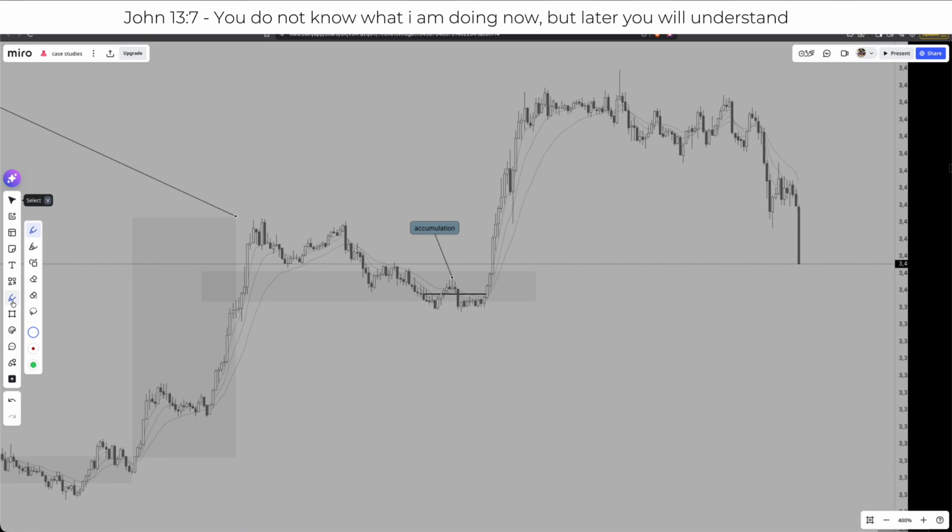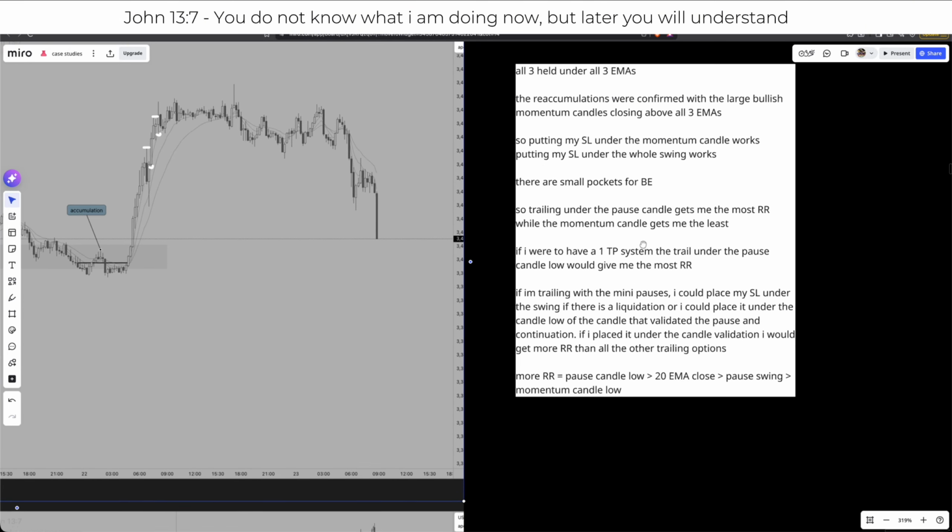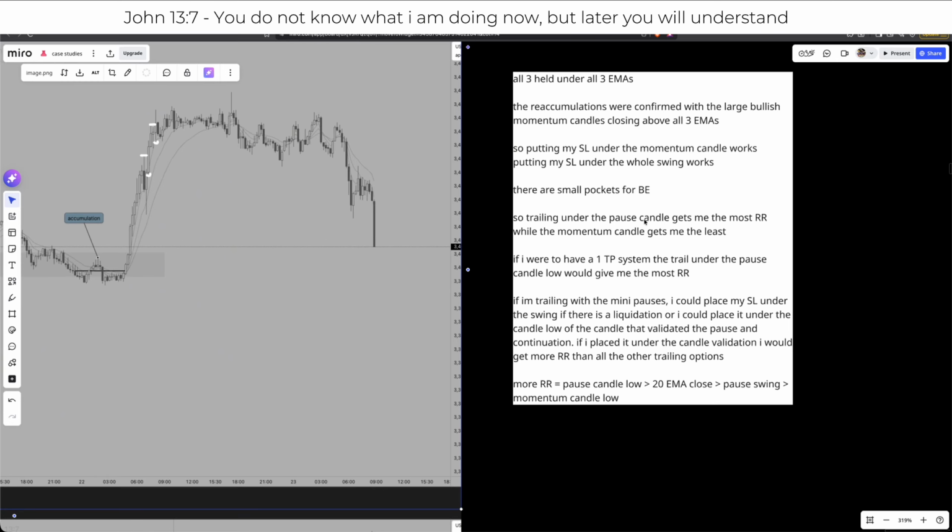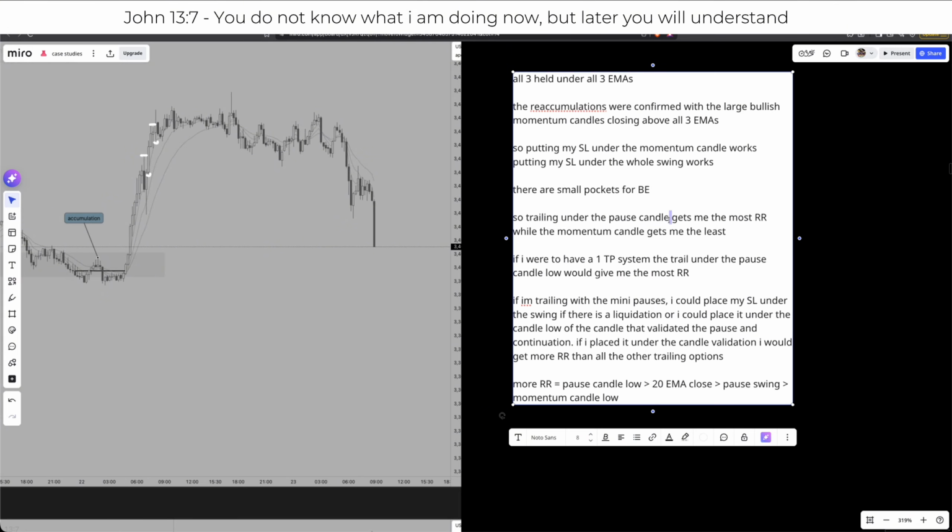Oh shit. Okay, wait. So be here and the stop loss would be there. Pause, stop loss would be there. So I'd be taken out. Okay, so I'd be taken out here. And then the pause, the 20 EMA, I get taken out right here. So I would get slightly more from the 20 EMA. EMA gets me the most RR, while the momentum candle gets me the least.